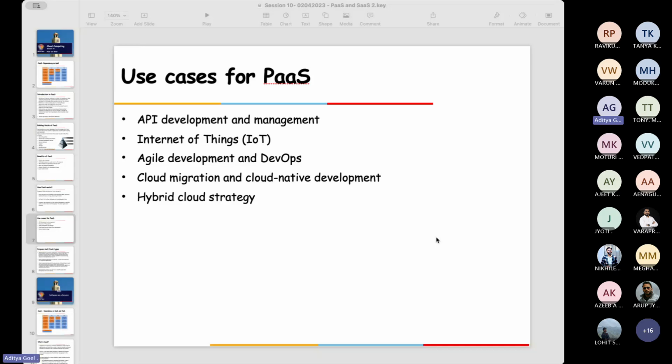And the next one here is cloud migration and cloud native development. So PaaS tools and platforms definitely help us to simplify the migration of your existing applications to the cloud. Okay, so these we have in two forms. Either we call it replatforming or refactoring. Replatforming says that whatever the existing platform that you are on, now you are moving on to a cloud platform with modifications.